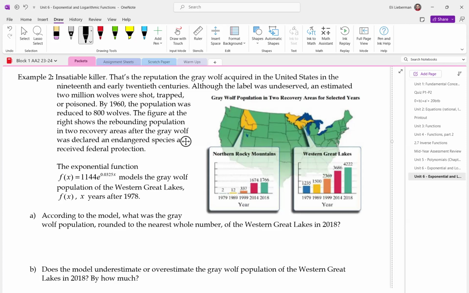Did you get it? What number are we plugging into this function? Plug in 40? Well, it's in 2018, right? And it's after 1978, isn't it? So how many years is that? Is that 40? So you're going to plug in a 40. So F of 40 is equal to 1144 e to the 0.0325 times 40.